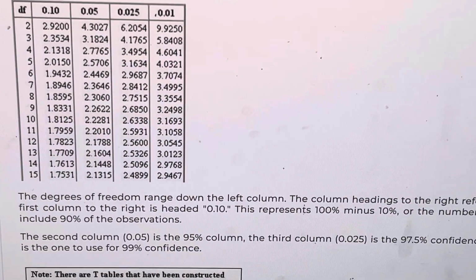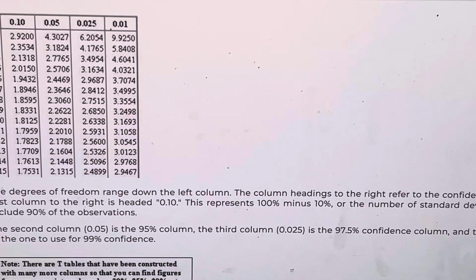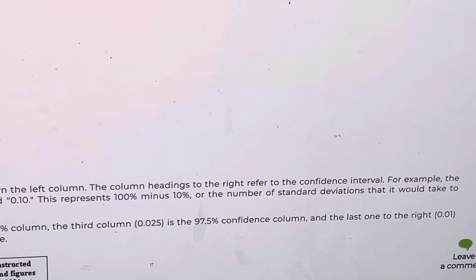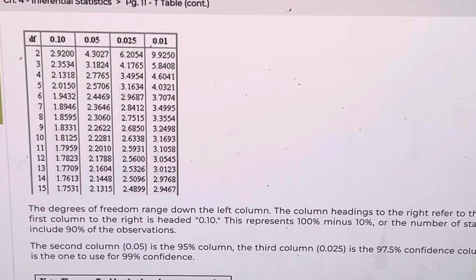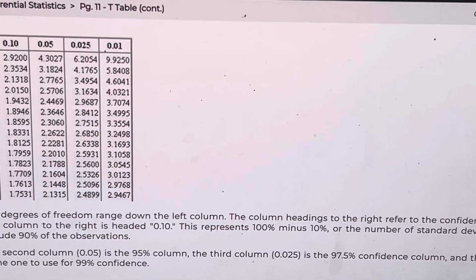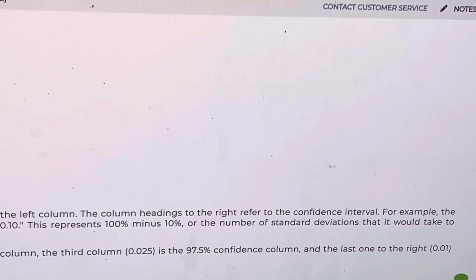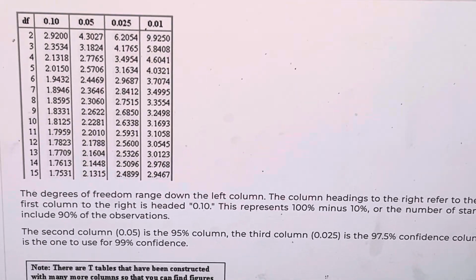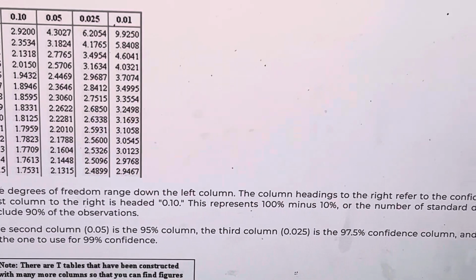The degrees of freedom range down the left column. The column headings to the right refer to the confidence interval. For example, the first column to the right is headed 0.10. This represents 100% minus 10%, or the number of standard deviations that it would take to include 90% of the observations. The second column, 0.05, is the 95% column.